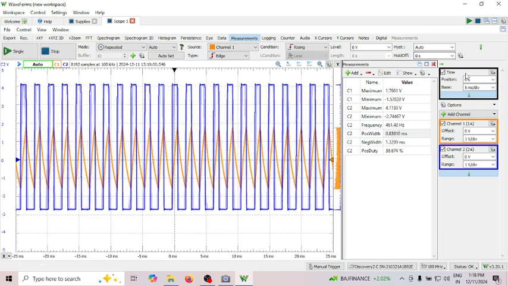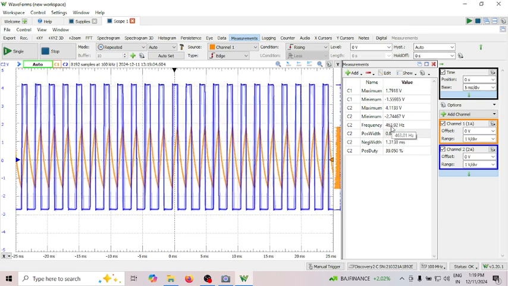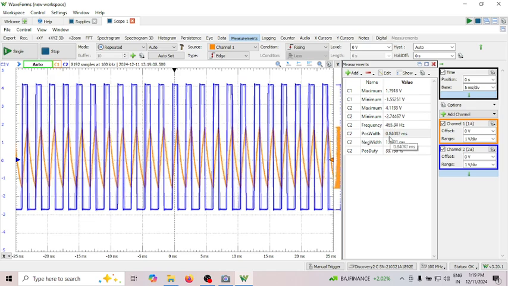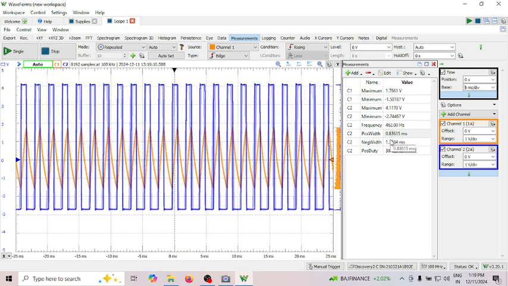Now let us try to know why the frequency is 460 kilohertz, why the positive width is 0.8 millisecond, why the negative width is 1.3 millisecond, why the duty cycle is 38%. All those things we're going to see now. So now let me just connect it.